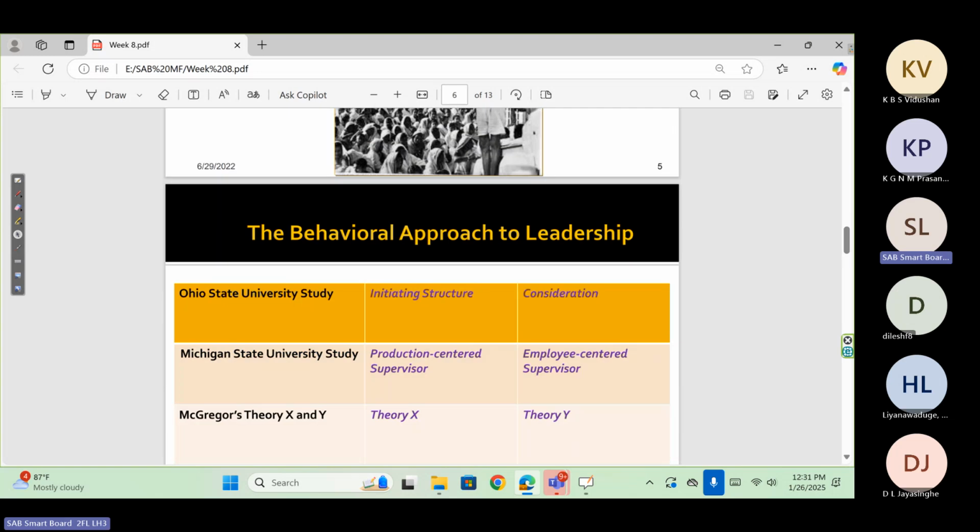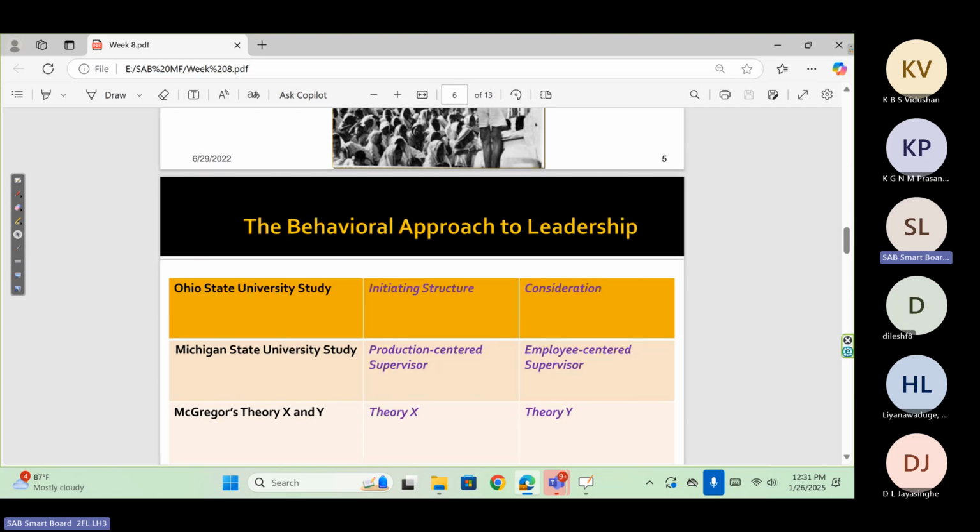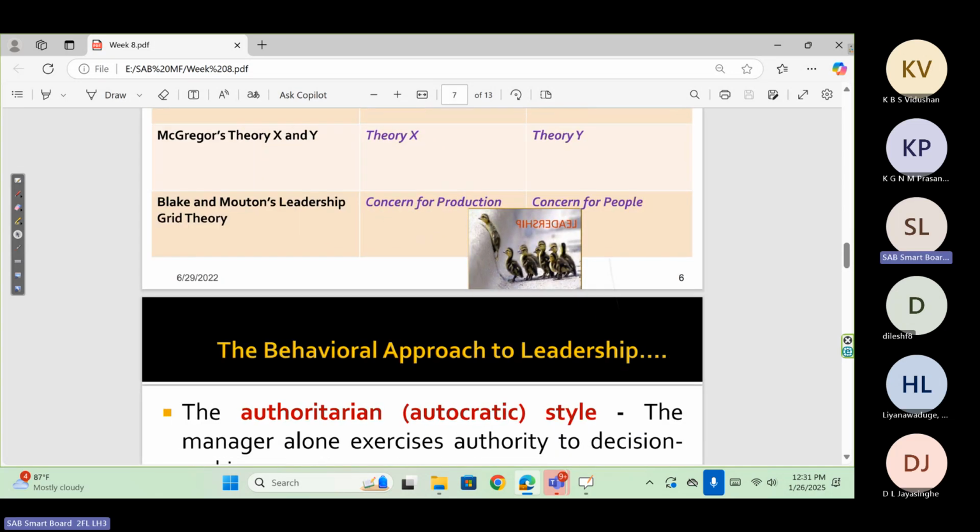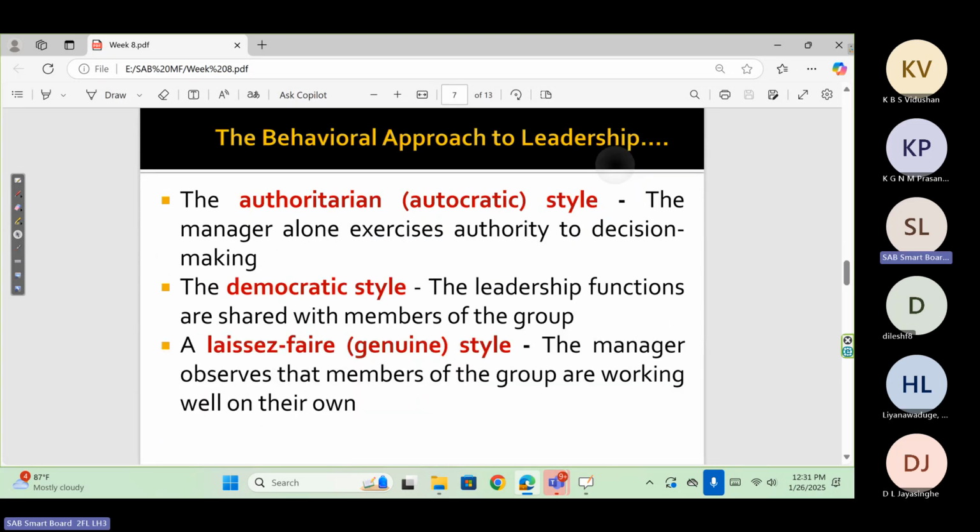Then we will move to the second approach of leadership. That is very great. It gave a lot of research-based evidence about leadership: the behavioral approach to leadership, or behavioral leadership theories. Skipping this slide for a while, we will move to the next one. That can be considered a very classical leadership theory.